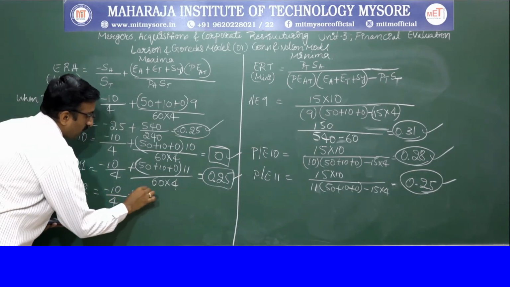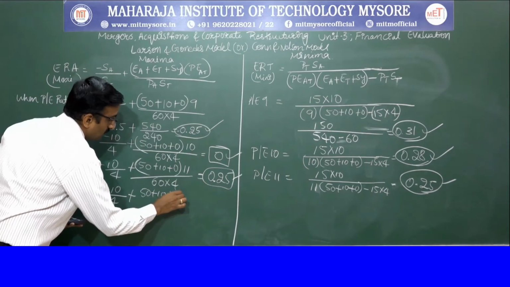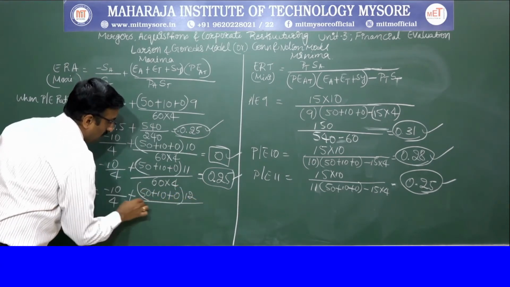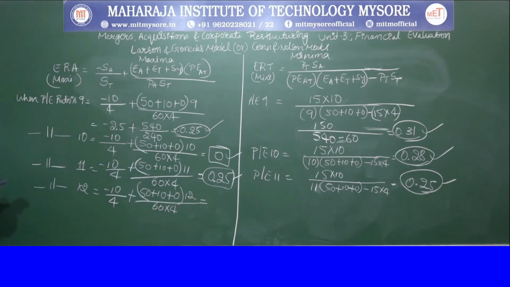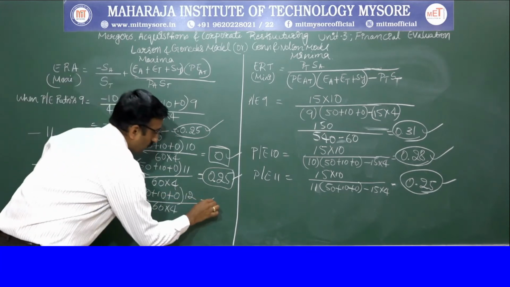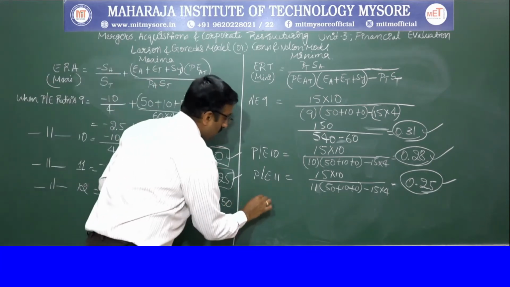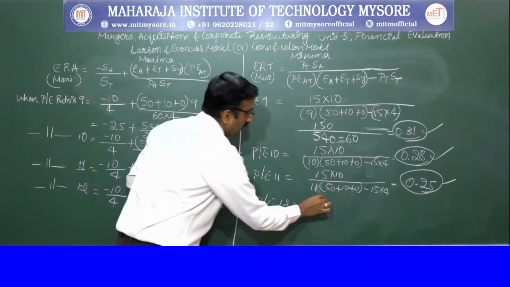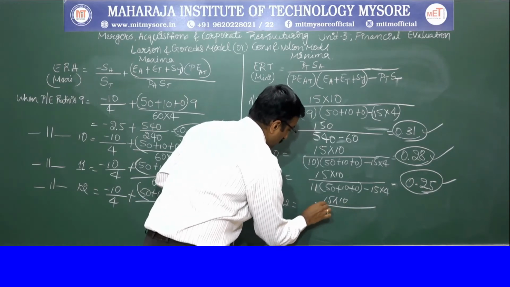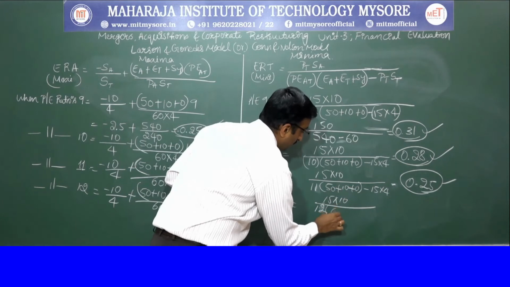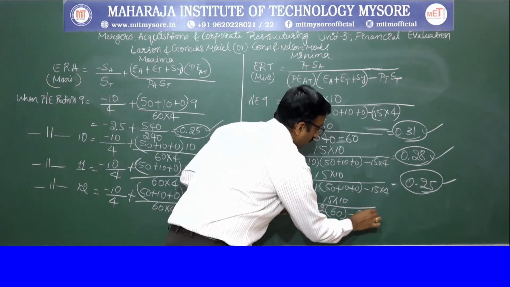And you do it for 12 times, minus 10 by 4 plus 50 plus 10 plus 0 into 12 divided by 60 into 4. How much you will get? Calculate. You will get 0.50. Then PE of 12 in mini, if you do 15 into 10 divided by 12, total you can take it 60 minus 15 into 4.